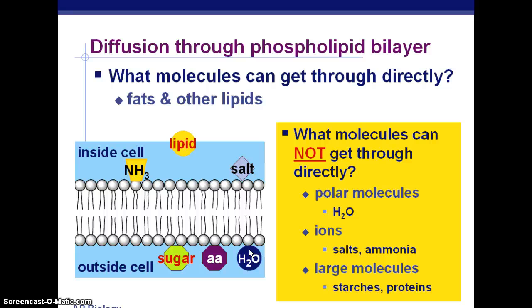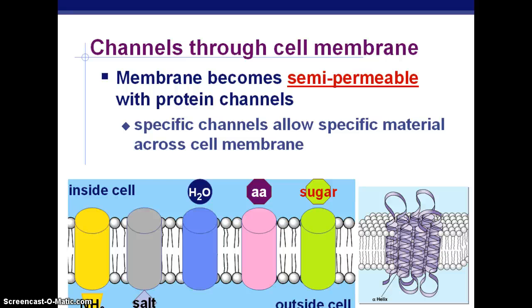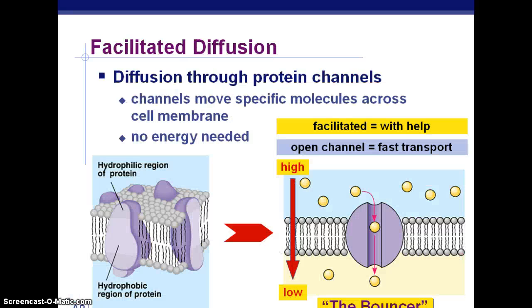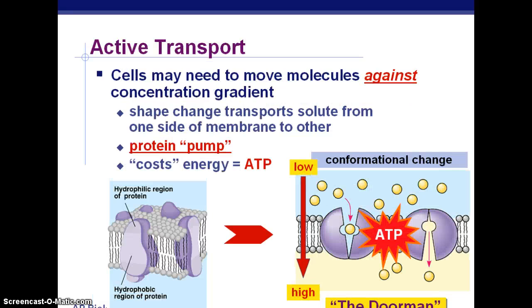Ions cannot get directly through, so salt and ammonia and so forth have to be transported, and large molecules have to undergo a special process called endo and exocytosis. So in looking at this, we have transport proteins that allow specific molecules to pass through them to get into or out of the cell. And that's called facilitated diffusion. So when you use a protein to pass a molecule, it's going to be facilitated by that protein. Therefore, it's called facilitated diffusion.